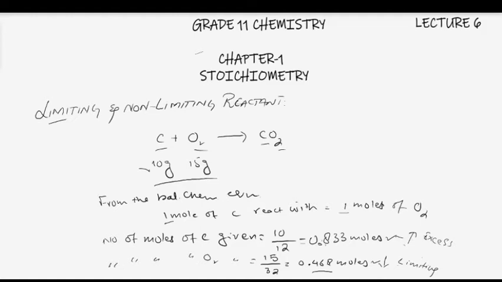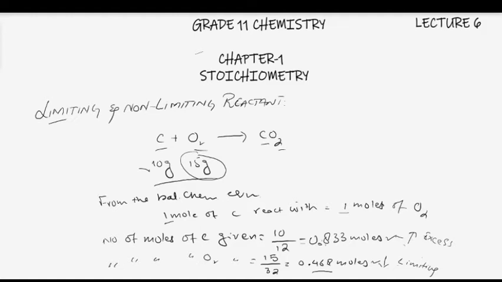But if you look at the amounts given in grams, you see here we have 15 grams of oxygen. That may mislead you to a wrong answer in the exam. So first you have to find out the number of moles or the molar ratios from the balanced chemical equation, then calculate the number of moles of the reactants from the amount given in grams, and then find out which one is the limiting reactant.